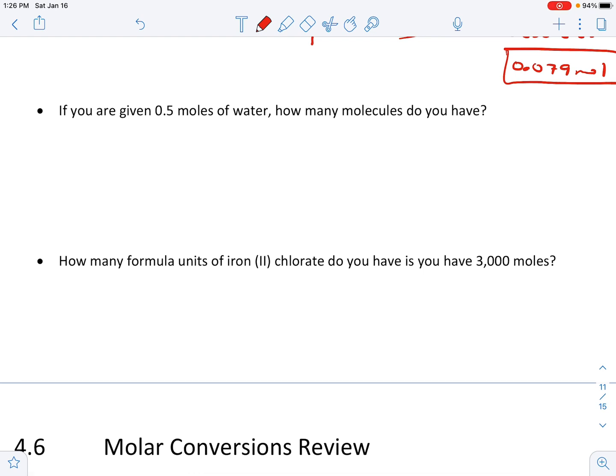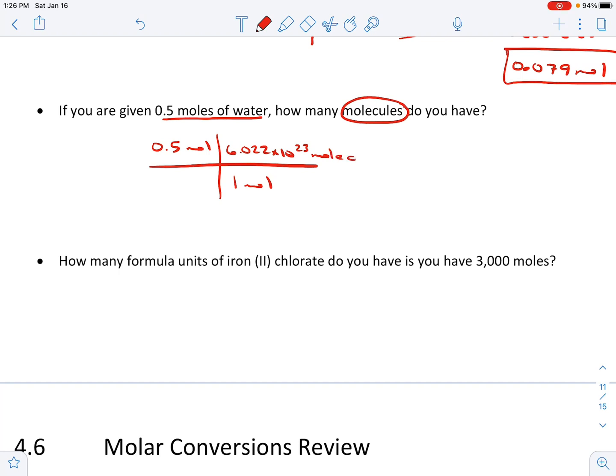This time we're going to go from moles, right? We have 0.5 moles of water, and we want to know how many molecules do we have. So again, 0.5 is what we're starting with. And we know that 1 mole equals 6.022 times 10 to the 23rd. And that's molecules in this case, since we have a covalent compound. And we're ready to calculate this. And again, multiply across the top. So we've got 0.5, and then we're going to take it times 6.022 E 23.